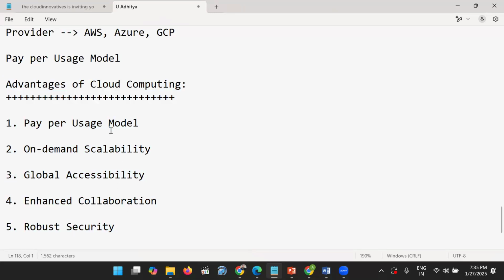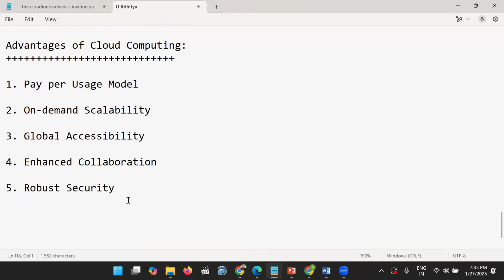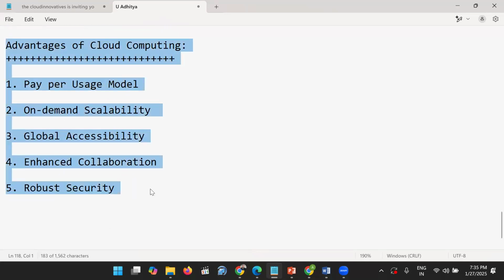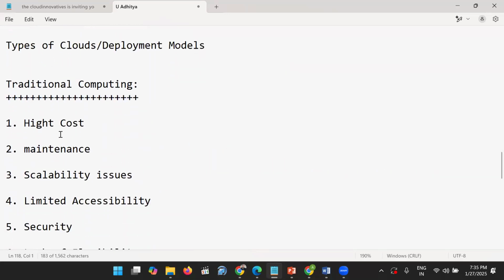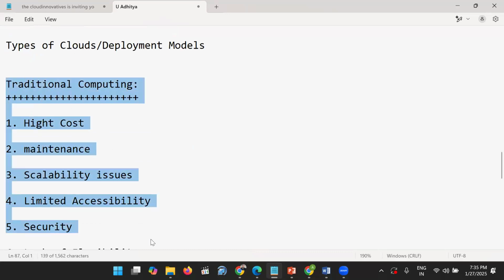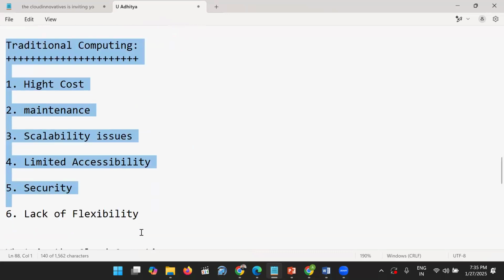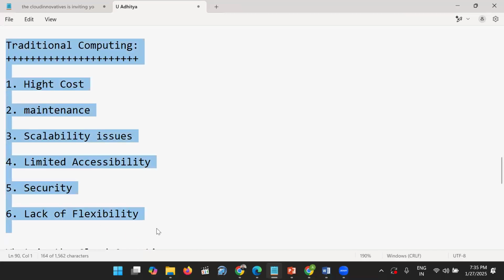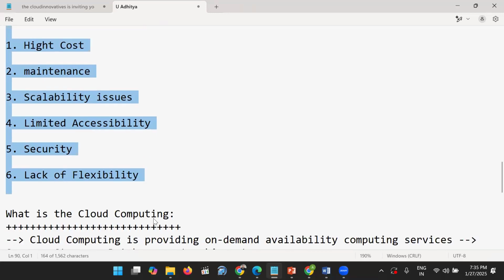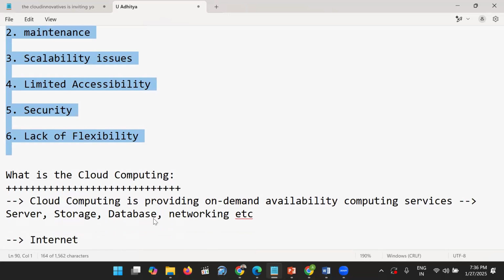If we are using the cloud platform, those are some of the advantages I have to mention. In this session, I have to explore that if we are using the traditional computing model, what are the issues you are facing, or in on premises, what are the challenges in the on premises, in the traditional computing. To overcome that, cloud computing was introduced.